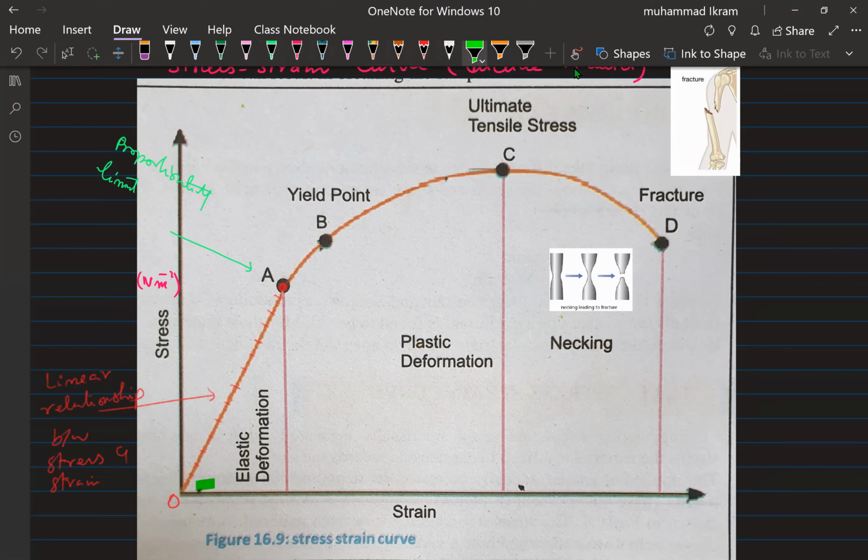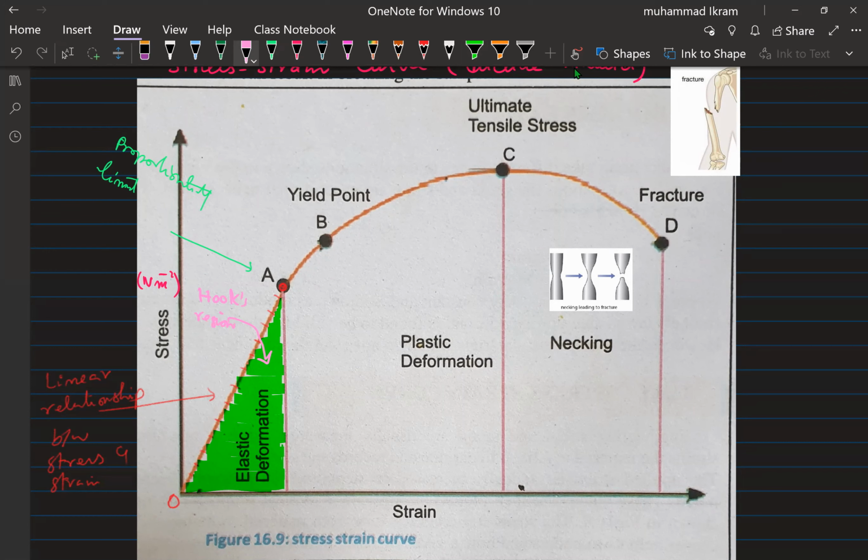This region is called the elastic region, or the elastic deformation. Why? Because here the stress-strain ratio remains constant. Sometimes I call this the Hooke region, because in this region Hooke's law is obeyed.